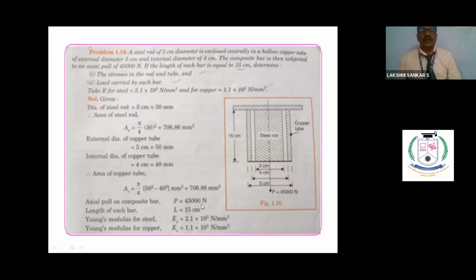So the axial pull is given here, 45,000. Length is given. E of steel and E of copper are given. Okay. Now you see the stress in the rod and tube. Sigma S is the stress in steel, P S is the load in steel, sigma C is the stress in copper, and P C is the load in copper. And strain in steel equals strain in copper. Two conditions I told you. What are the two conditions? Strains are equal, this is one condition. And the total load equals sigma 1 A1 plus sigma 2 A2. These are the two conditions we are going to use for solving the two unknowns, sigma S and sigma C.